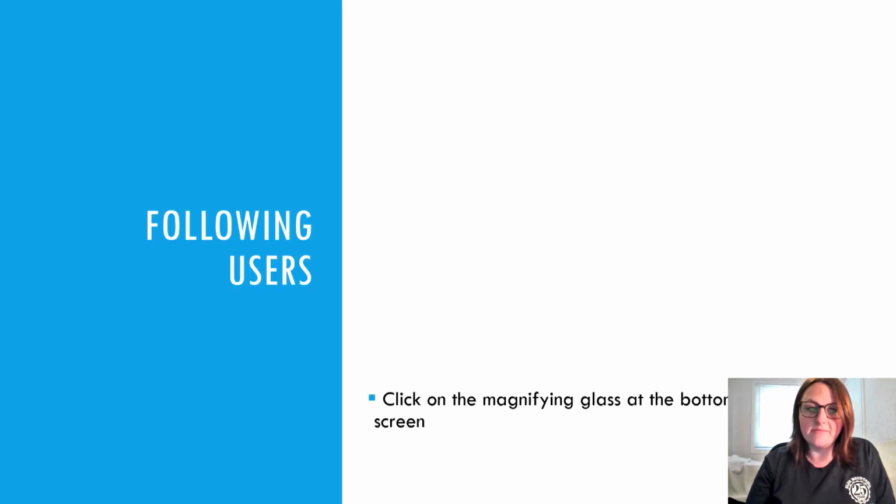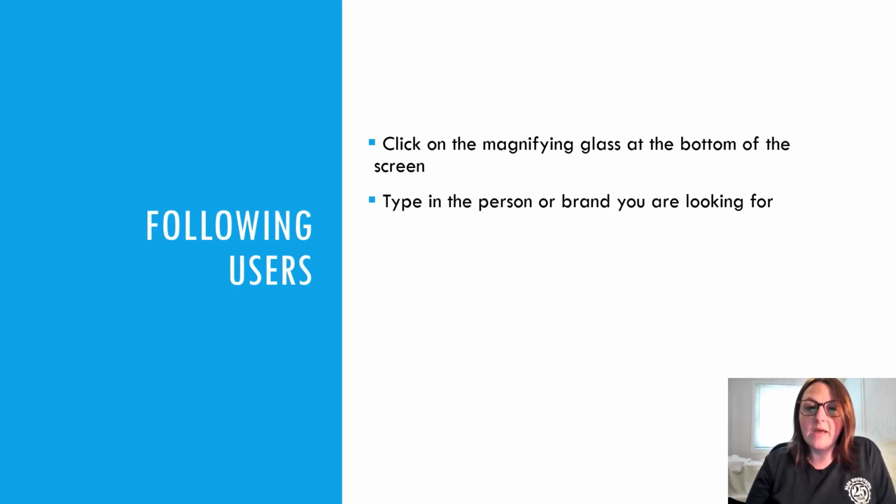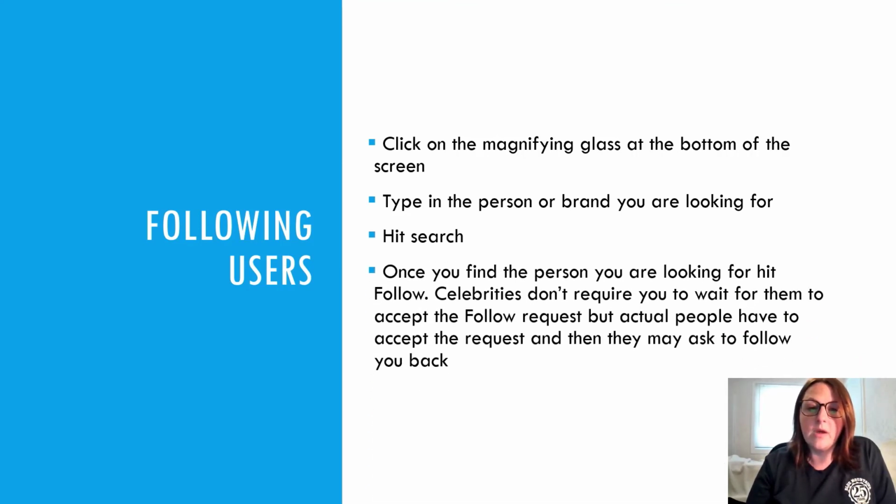Following users. Click on the magnifying glass at the bottom of the screen. Type in a person or a brand that you're looking for. Hit search. Once you find the person you're looking for, hit follow. Celebrities don't require for you to wait for them to accept the follow request, but actual people have to accept a request and may ask to follow you back.